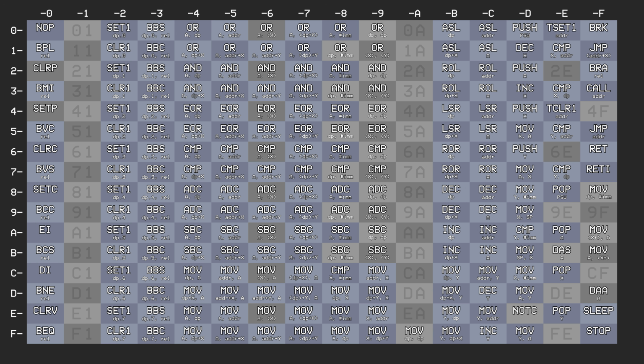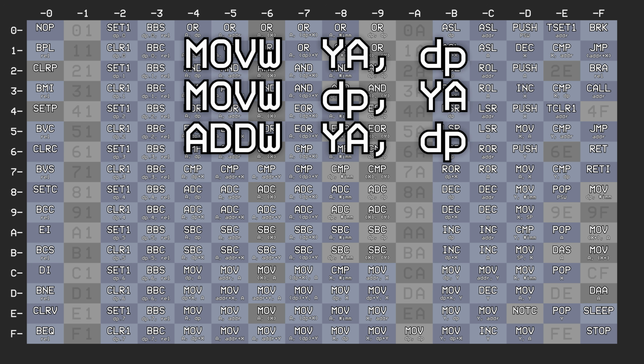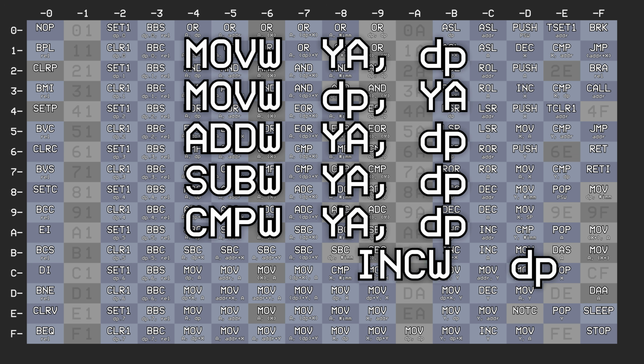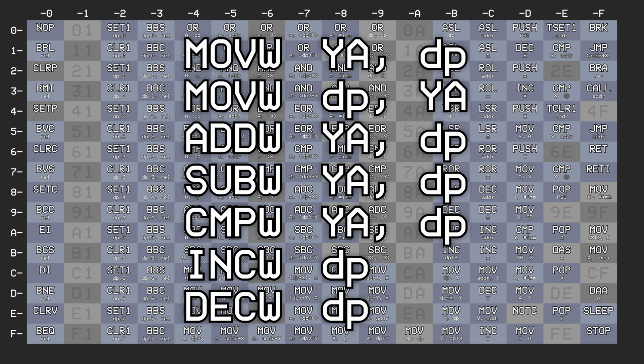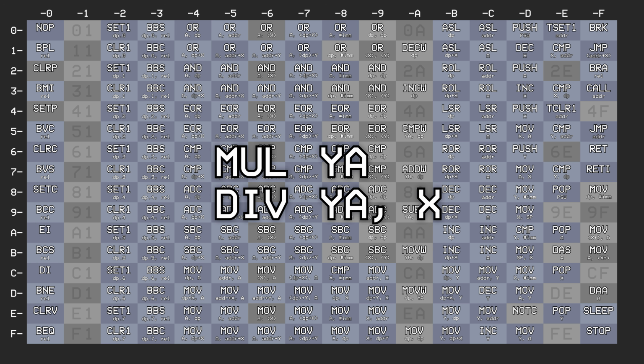We have a handful of 16-bit word operations. These include load, store, add without carry, subtract without borrow, compare, increment, and decrement. These all use direct page memory locations and the 16-bit YA combined register when applicable. There's also the multiply and divide instructions as well. These are nice because the 6500 series doesn't have multiplication or division at all.